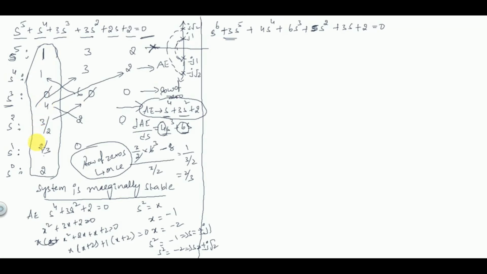Since there are no sign changes in the first column of the Routh array, the system is marginally stable. That is, poles lie on the imaginary axis. When poles lie on the imaginary axis, the system is said to be marginally stable. Non-repeated poles on the imaginary axis, system is said to be marginally stable. And the remaining 1 pole, because the total number of poles here is 5, because the highest order here is 5. So 4 poles on the imaginary axis and the remaining 1 pole will be on the left half of S-plane, and the system is said to be marginally stable.